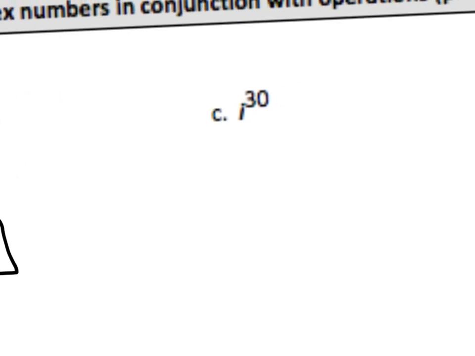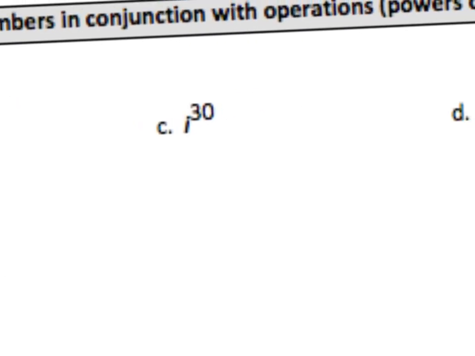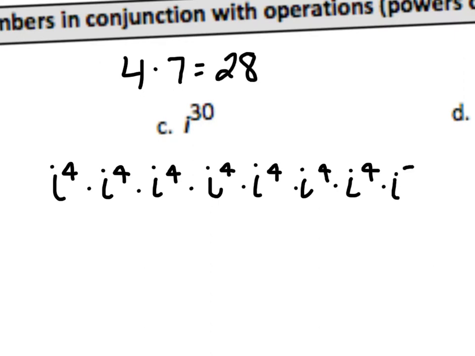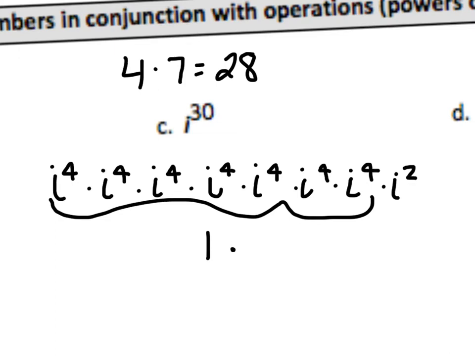Okay, letter C. So again, breaking it down into 30. I have i to the 4th, i to the 4th, i to the 4th, and so on. Because I know my multiples of 4, I know 4 times 7 is 28, and that means I need another 2 more to get to 30. Because i to the 4th is all 1, and then i to the 2nd is -1, this whole thing equals -1.